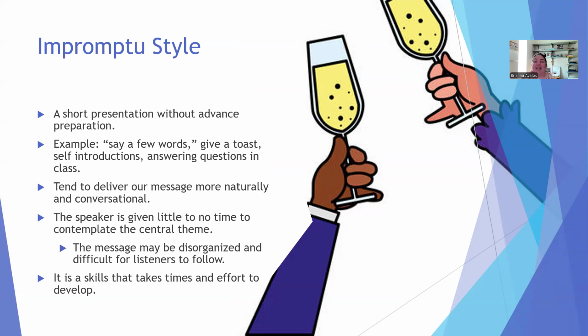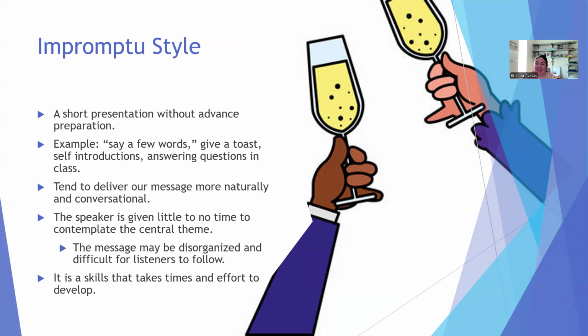So a good example here is people say, say a few words, they're excited to hear from you, just encouraging camaraderie. You might be giving a toast that you didn't know about, but I do want to push, sometimes you do know that you're going to give a toast, like at a wedding or a graduation or party celebration, anything like that. You know ahead of time.